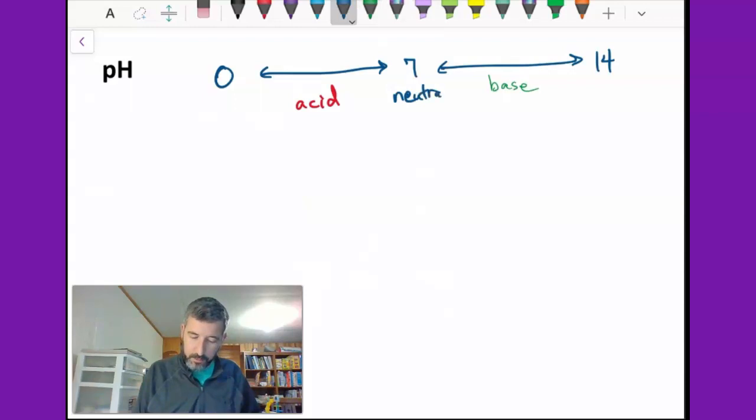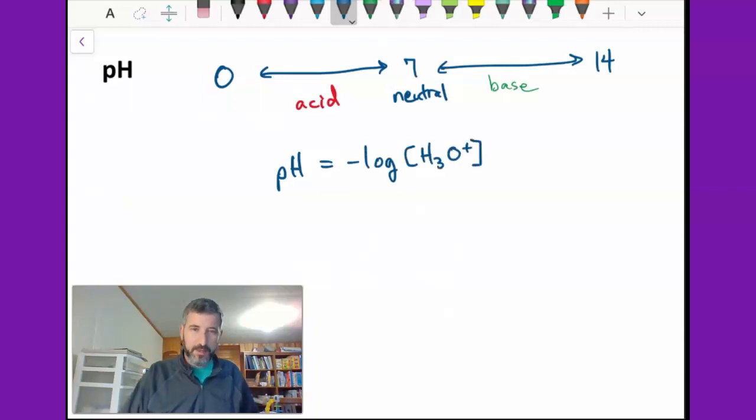There are very few things, including most drinking water, that are exactly neutral. It's very tough to do that. But to find pH, it is simply going to be the negative log of hydronium. So if you haven't had logs yet in algebra, it's not a big deal. All we really need to do is know how to put this into our calculator.